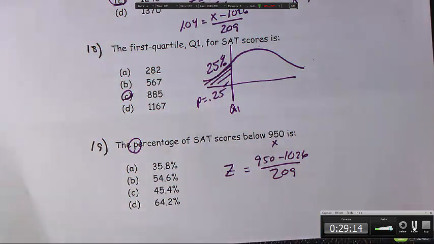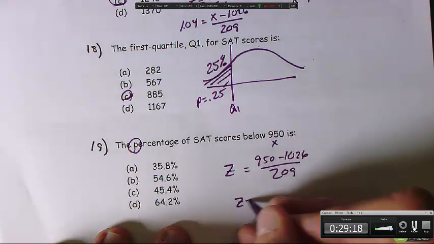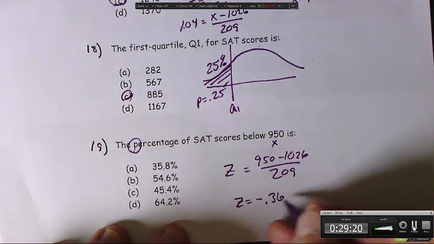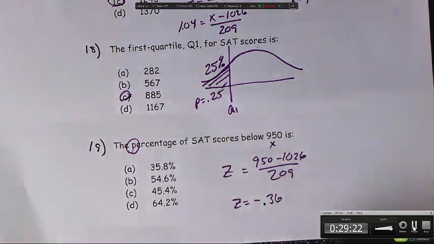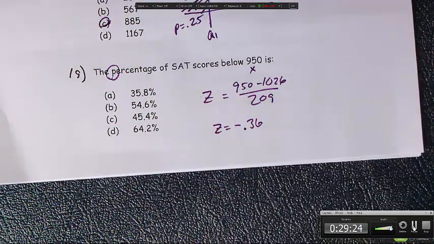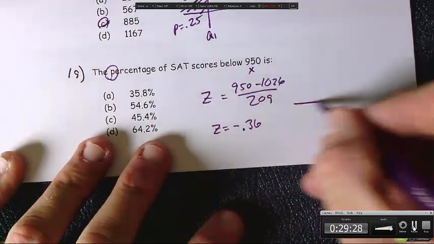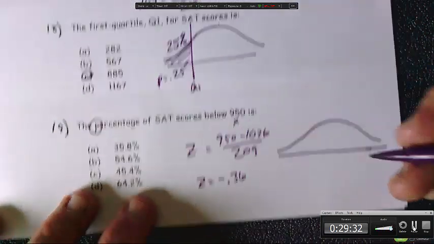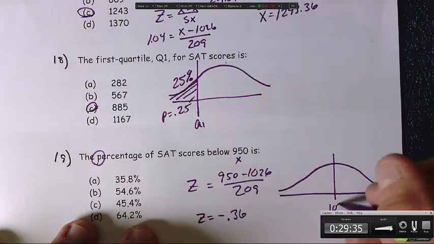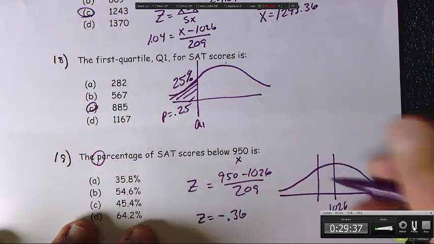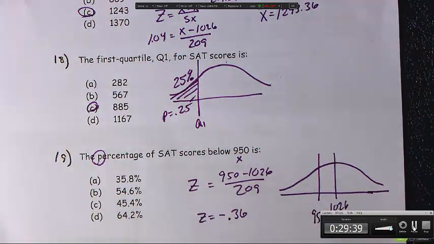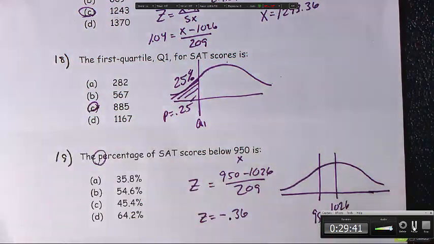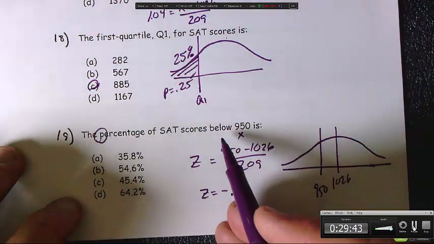All right, so it's giving us enough information for Z. 950, take away 1,026, divided by 209. You get that the Z-score is negative 0.363. Now it's asking for percentile. One thing here is, make sure you pay attention. 1,026 is here. That already gets rid of 60. 950 is here. So that means the answer has to definitely, when it's asking for the number of scores, what?